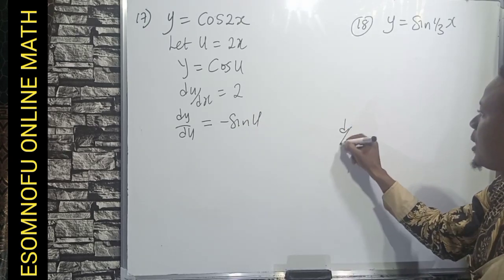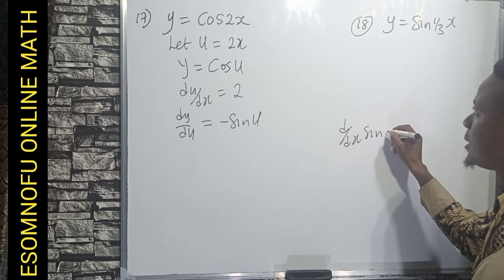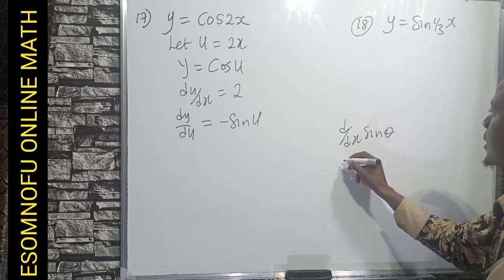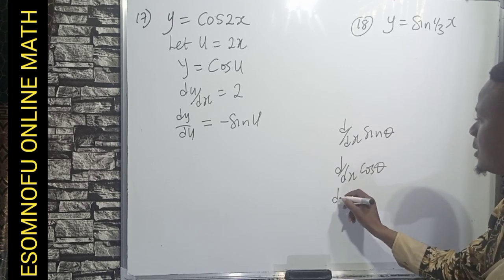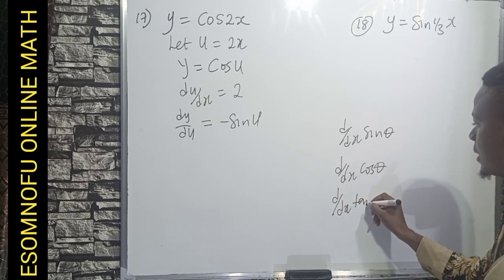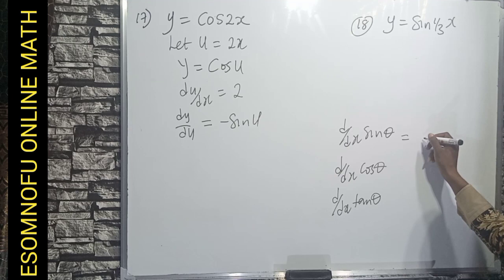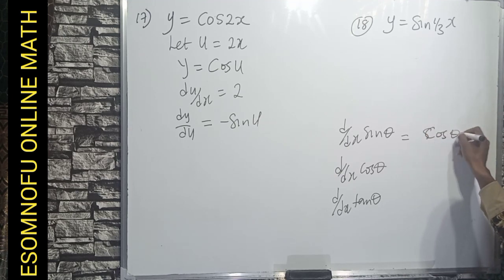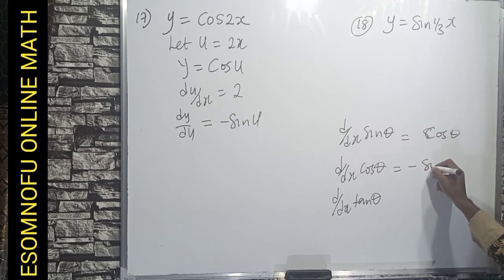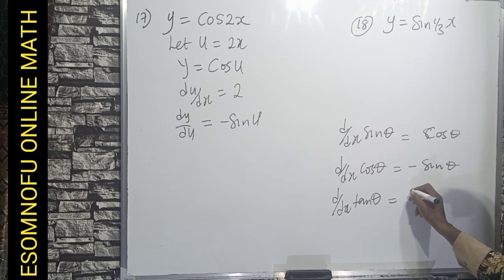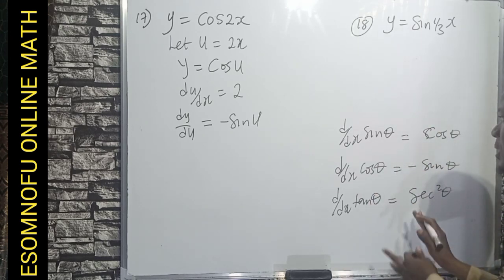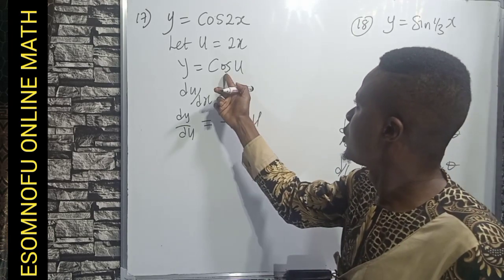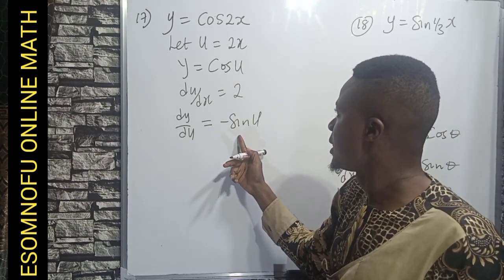Remember, there is the basic derivative. d dx of sine theta, d dx of cos theta, and d dx of tan theta, these are the basics you need to know. This will give us cos theta, this will give us minus sine theta, and this will give us sec squared theta. You should know this. Anytime you differentiate these, this is what it will give you. That is why cos u turns to negative sine u.